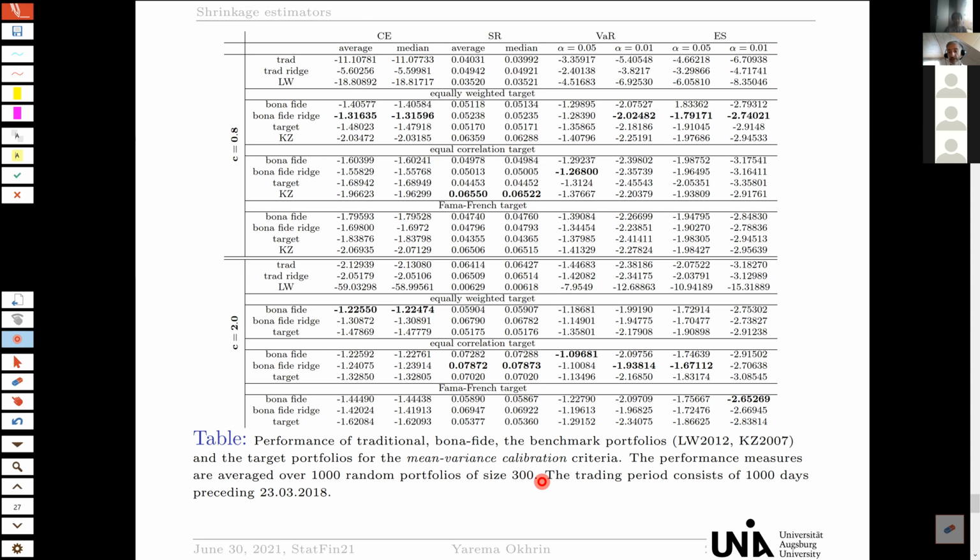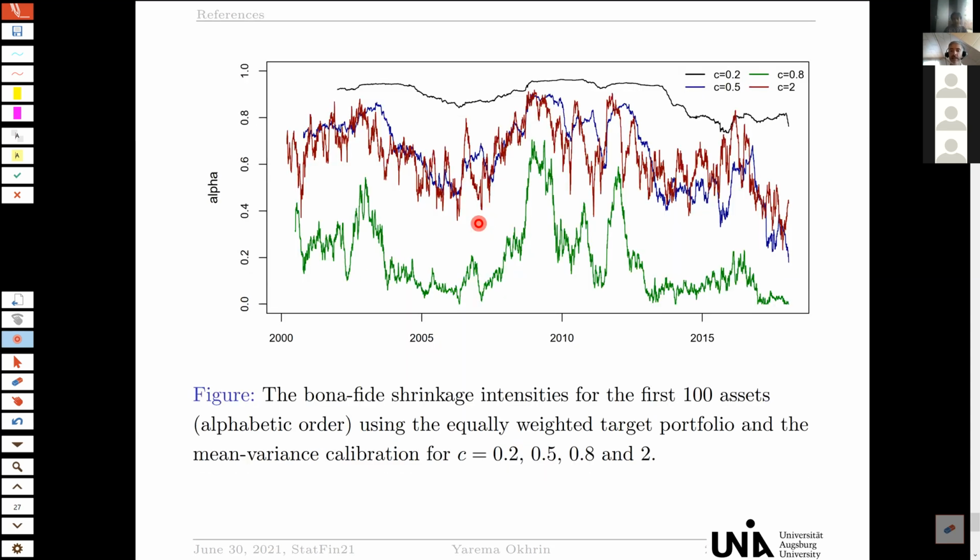To show you the last slide, this picture shows the dynamics of the shrinkage intensities. We see on the horizontal axis our time span from 2000 to 2018, and different lines here show the shrinkage intensity for different values of c. So if c is small, 0.2, then alpha is very close to 1, so we rely a lot on the traditional portfolios with maximum likelihood estimators. And if we increase c to 0.8, this green one, then our target portfolio becomes more weighted. So we put more weight on the target portfolio.